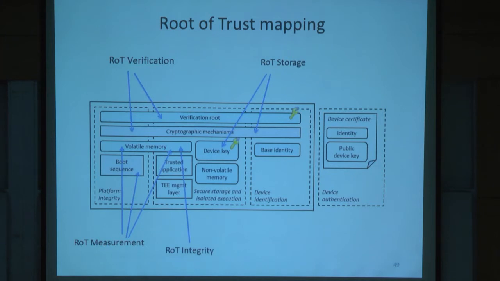Root of trust for integrity. Once you have measured, you want to make sure that what you are running is the same thing that you measured before. That relies on the fact that the integrity of where you store the measurement should be protected. So the volatile memory is the root of trust for integrity.